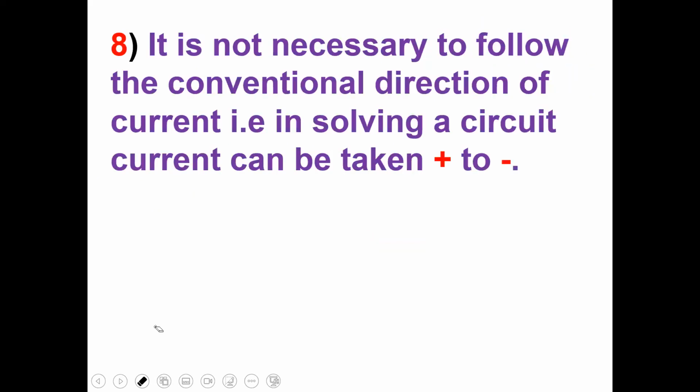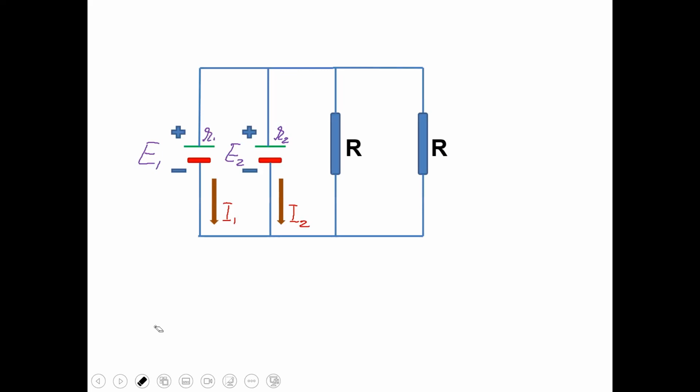It is not necessary to follow the conventional direction of current. That is to say, in solving a circuit, current can be taken from plus to minus. There are two reasons for it. One is the concept of conventional current reversal, because that was already an assumption. Secondly, when there are two power sources, it is not necessary that they both are providing power. They can, obviously, but not always. So current direction can reverse.